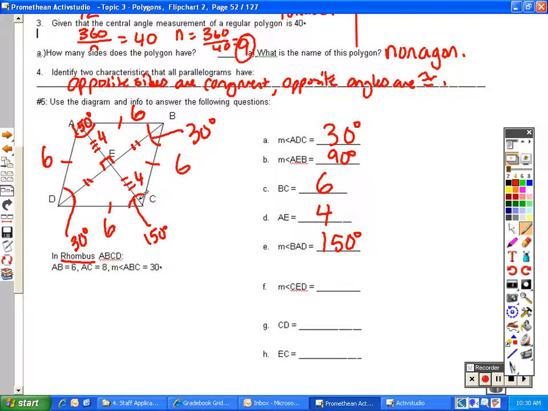CED is 90 degrees also. It's formed by the diagonals intersecting, and they are perpendicular. CD has the same measure as AB because they are opposite sides and they're congruent. EC has the same measure as AE, so that has to be 4 as well. You have to know all of the properties of rhombuses, parallelograms, rectangles, and squares.